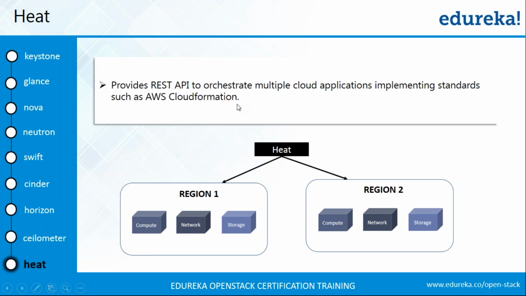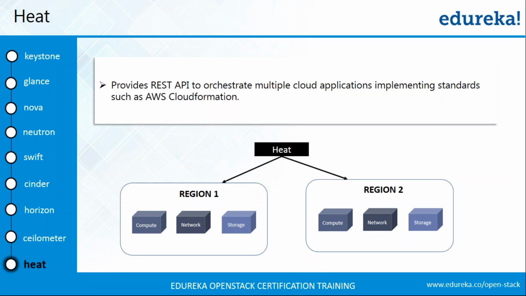So maybe you have got different nodes together. Okay, so you have got in region 1 a compute node, a networking node, and storage, and you have got region 2, and you want these two regions to communicate with each other. So the Heat service will help you orchestrate and integrate these two regions together. So this is how Heat works.